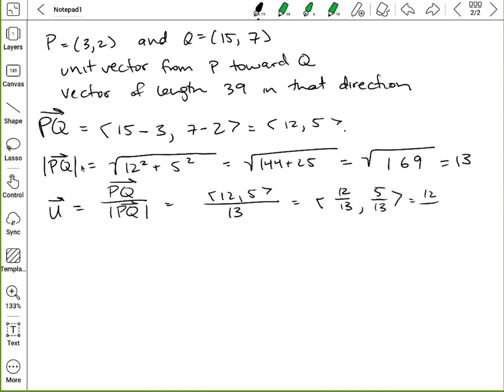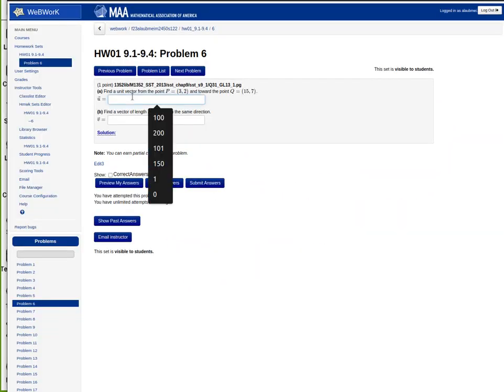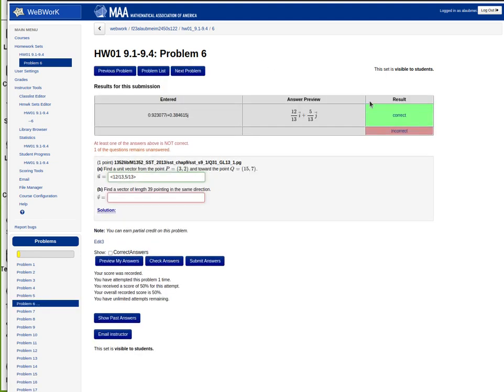If you all are preferring the hat notation, that's going to look like this. I'll usually just do the angle brackets because they're a little bit easier for me, unless seeing the i's, j's, and k's helps to combine terms. So then I could go ahead and go back to my web work and make sure that I did that right before I let you all go and use this approach for yourselves. 12 over 13, 5 over 13. And it worked.